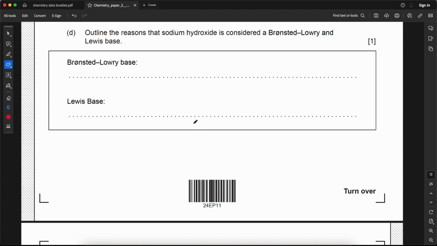Outline the reasons that sodium hydroxide is considered a Bronsted-Lowry and Lewis base. Sodium hydroxide, when it dissolves in water, will form Na plus and OH minus. Okay, for a Bronsted-Lowry base, OH minus can accept a proton, producing H2O. So it's a proton acceptor. And for a Lewis base, OH minus has a lone pair, so it can donate a pair of electrons.